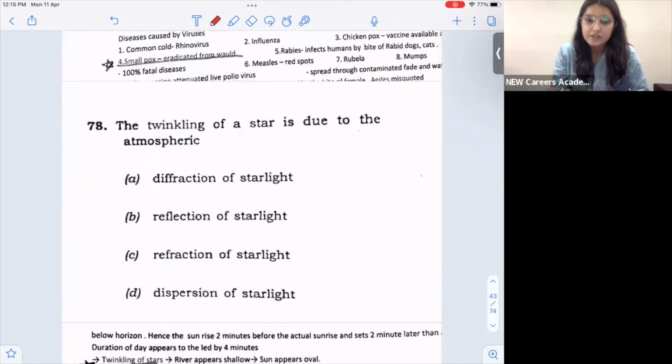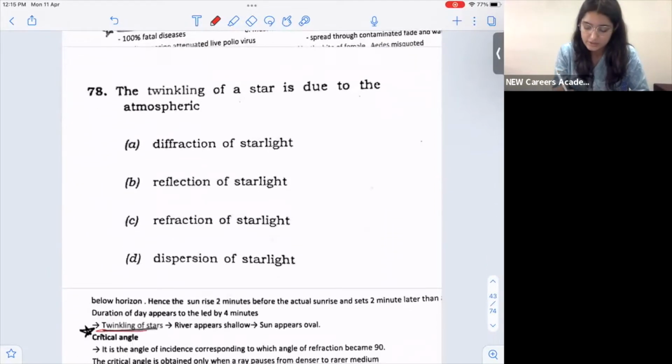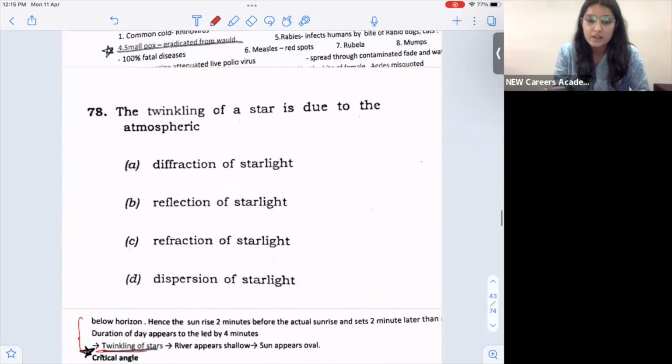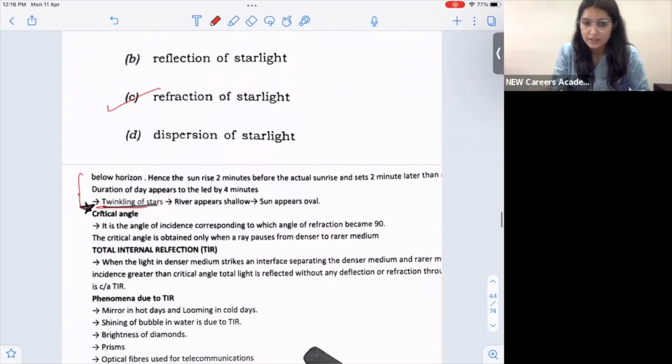Twinkling of stars is due to, direct question, twinkling of stars. These are phenomena which occur due to atmospheric refraction. Twinkling of stars is due to refraction of starlight.